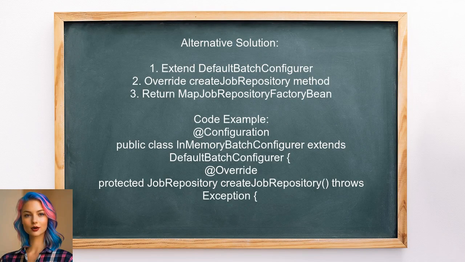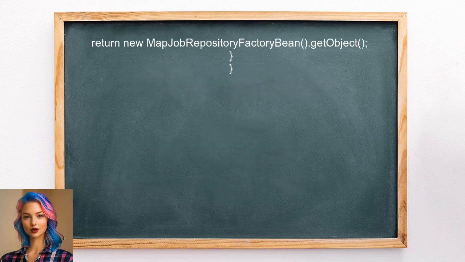An alternative approach suggested by another user is to extend the default batch configurer class. They recommend overriding the createJobRepository method to return an in-memory job repository using MapJobRepositoryFactoryBean.